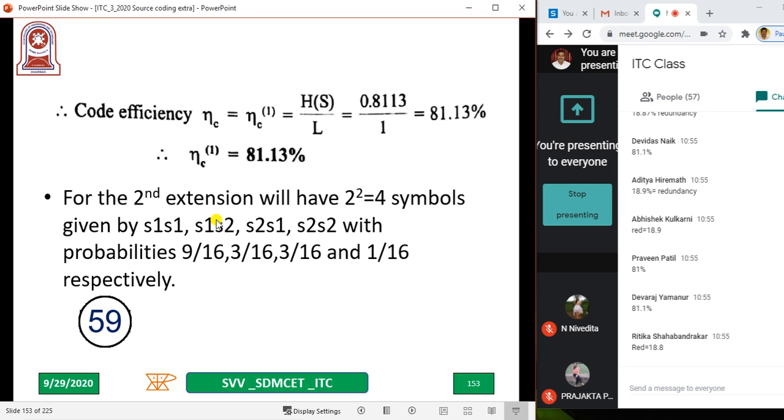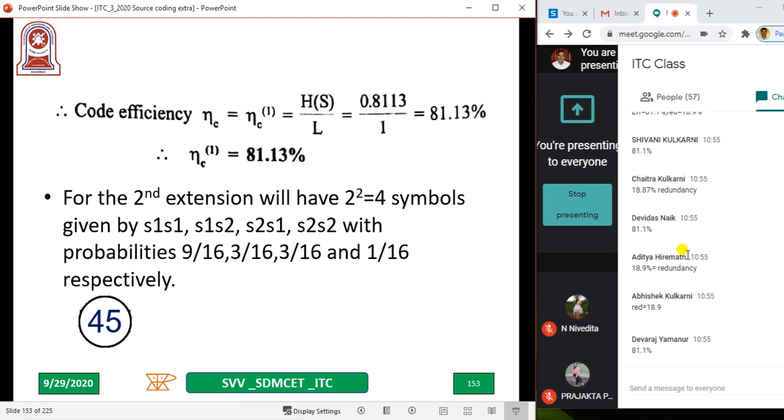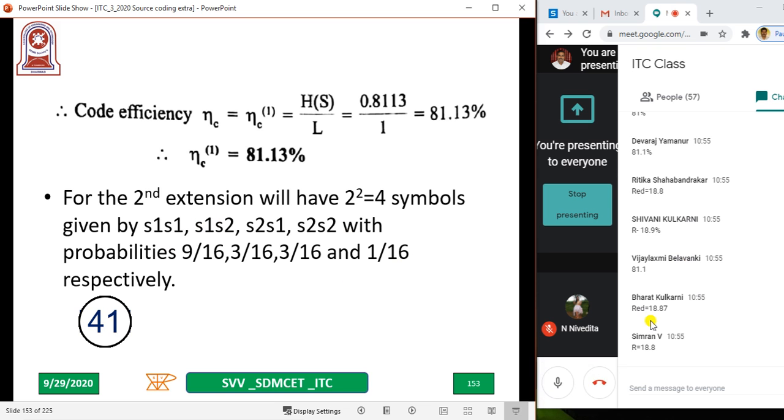For the second extension, we will have 4 symbols given by Bharat, Vijayalakshmi, Shivani, Ritika, Devraj, Simran. All have typed the answer. Abhishek Kulkarni, Aditya, all have got the same answers. Very good. Now you go to the second.